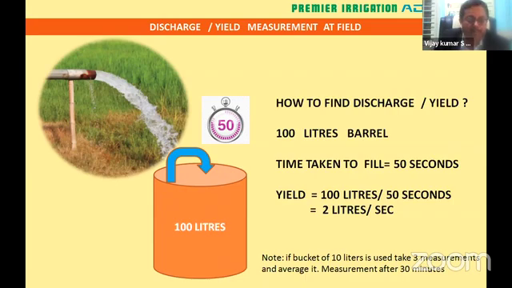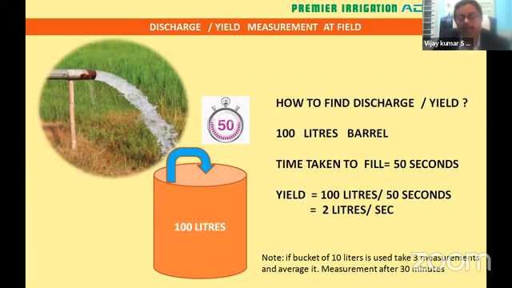As you can see, there is a borewell and the water is coming out from there, and there is a barrel. You will generally have a 100-liter barrel or a 200-liter barrel. Please note down the time taken for the water to fill up the barrel. So the time taken is around 50 seconds. So what is the yield? The 100-liter barrel has taken around 50 seconds. So it is 2 liters per second. 100 divided by 50 is 2 liters per second.